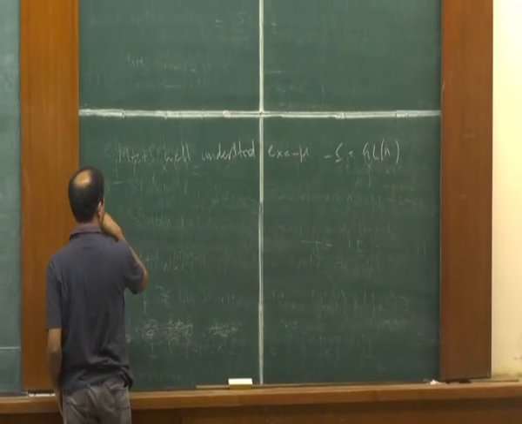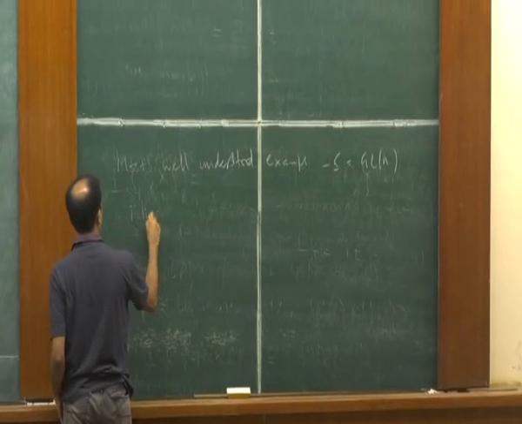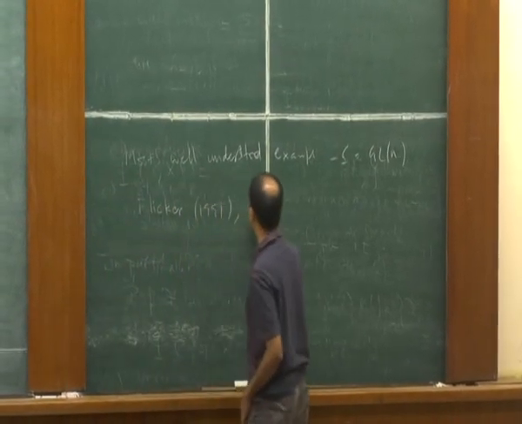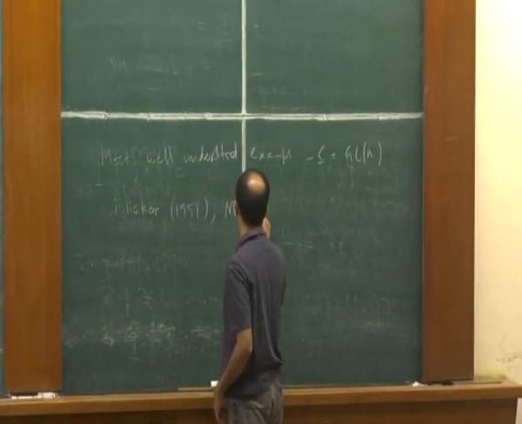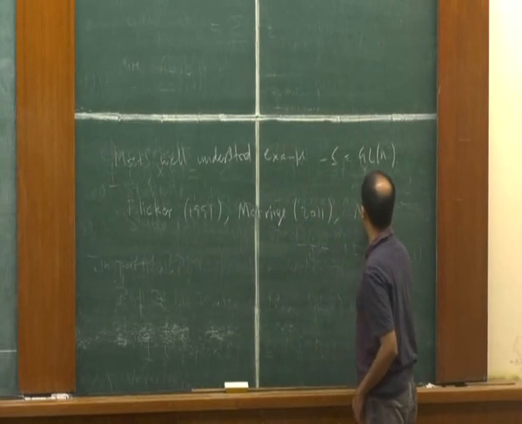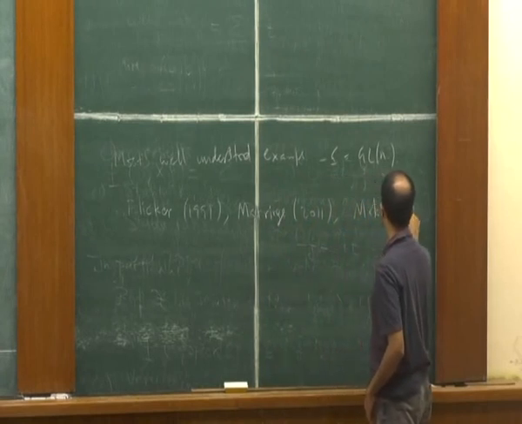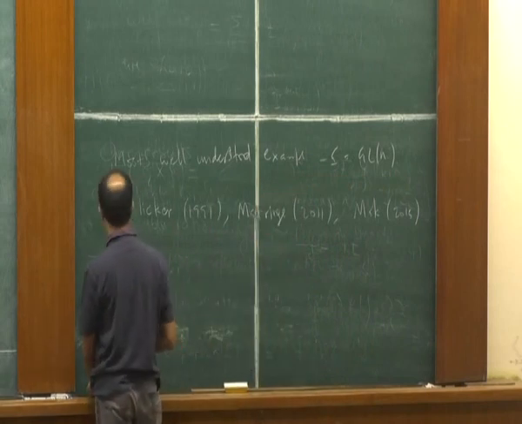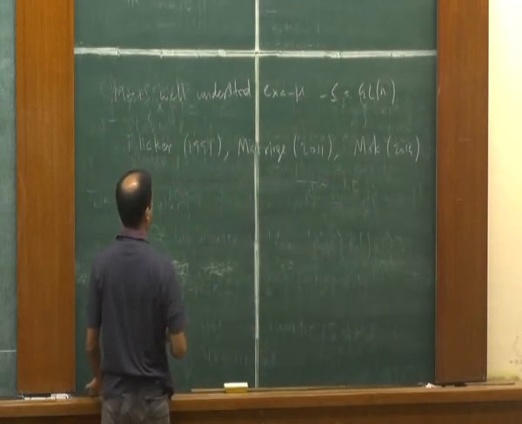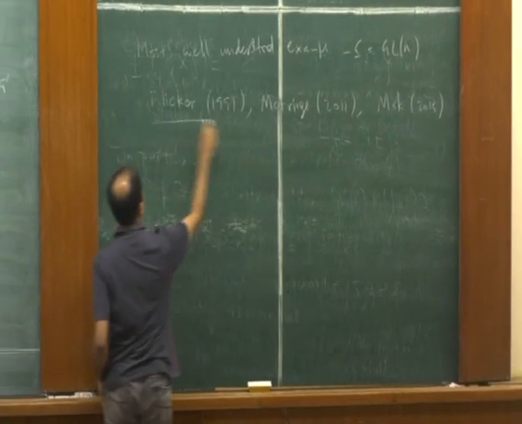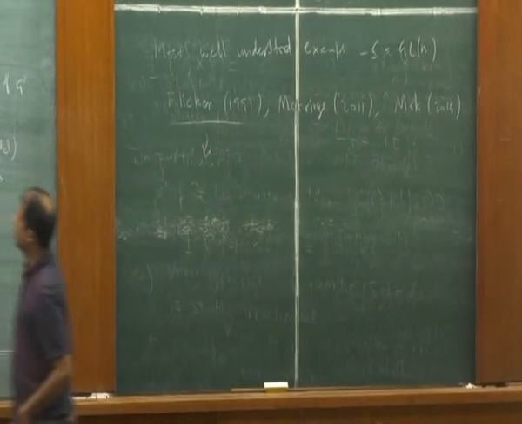The results that I will state are due to Flicker, 1991, and Nadir Matrange, 2011, and Chungpang Mok, 2015. The conjecture was made roughly in 2015-16. So what are these results? Flicker would say that this part is true.